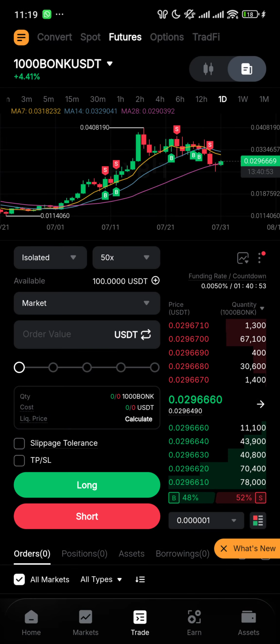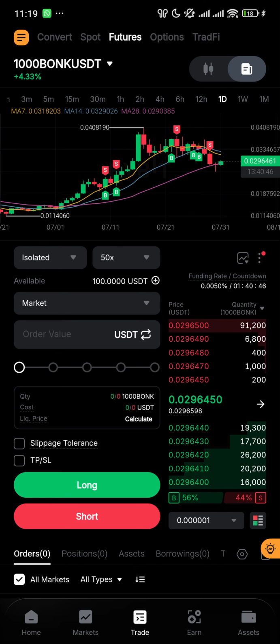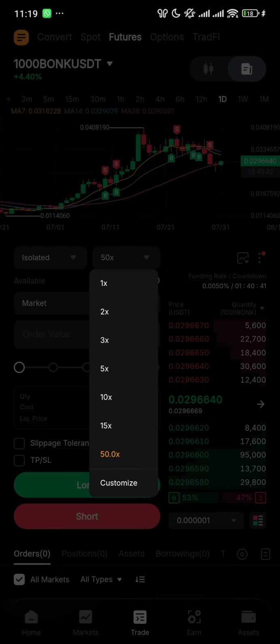If you're trading with a low capital, you also want to stick to a lower leverage. Don't say you want to grow your money fast by using a higher leverage. You just burn out yourself very quickly. All right, so I've explained leverage.